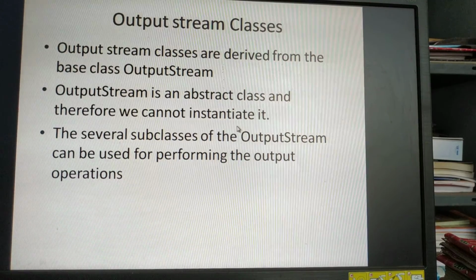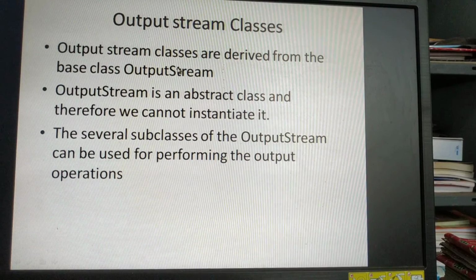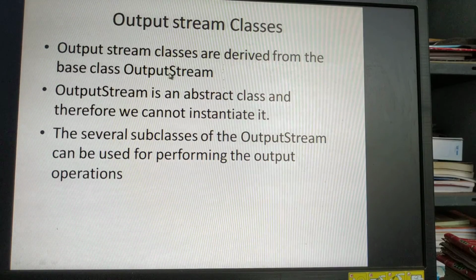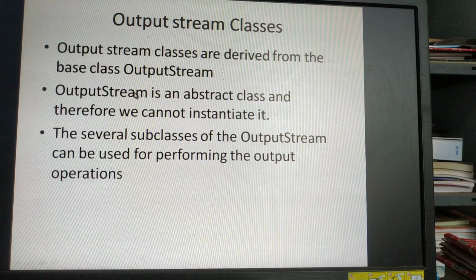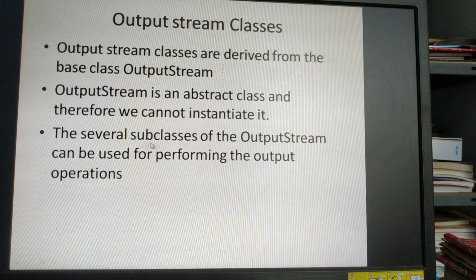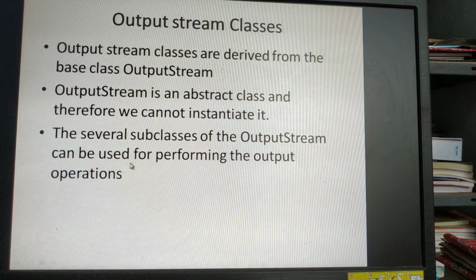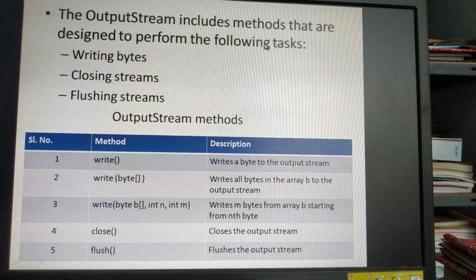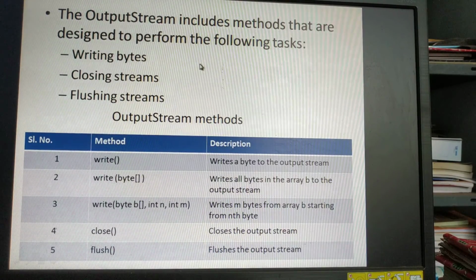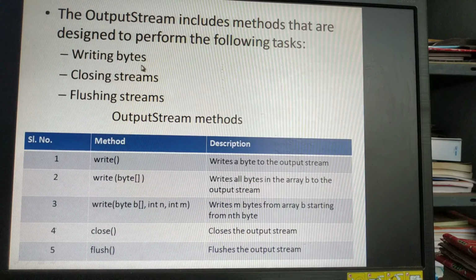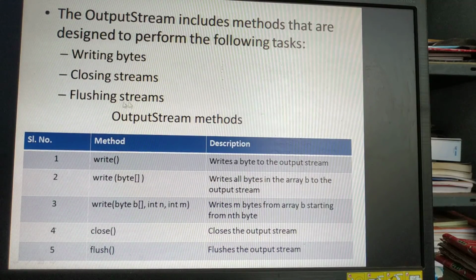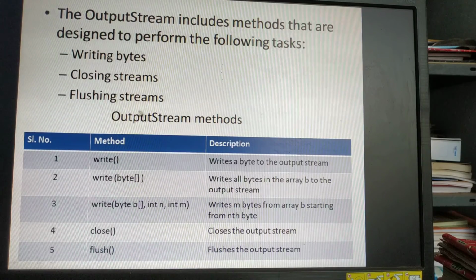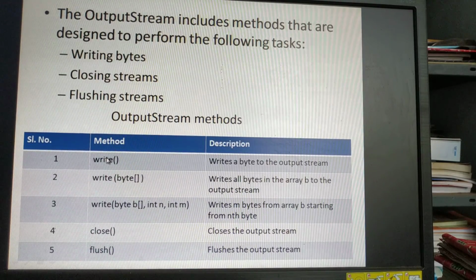The output stream classes. Output stream classes are derived from the base class output stream. The output stream is an abstract class, and therefore we cannot instantiate it. There are several subclasses of the output stream that can be used for performing the output operations. The output stream includes the methods that are designed to perform the following tasks: writing the bytes, closing the streams, and flushing the streams.